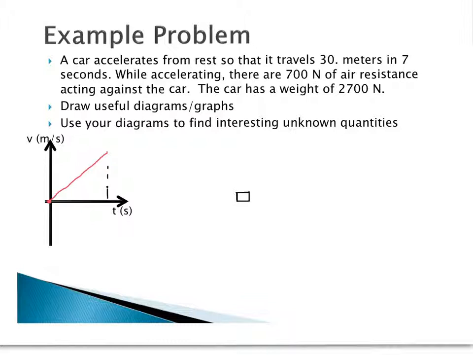So I'm going to label 7 seconds on my velocity graph, and 30 meters is a displacement, which on a velocity graph, as a review, is the area under the curve. So we know that's 30 meters. We don't know the final velocity, so I'm just going to label that with a variable, VF.